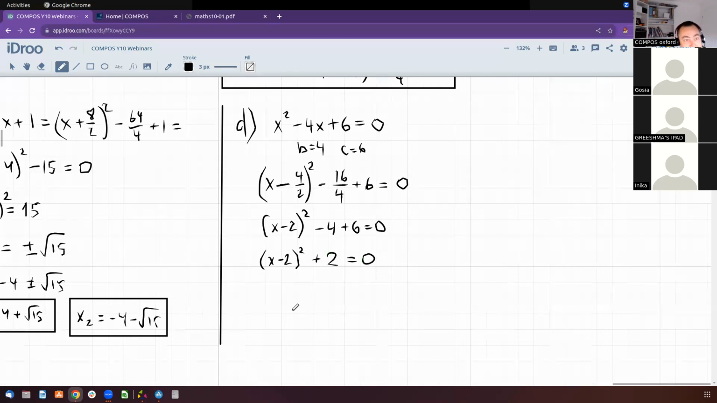Now, this is an interesting case, because if you move 2 to the other side, it becomes minus 2. And you have x minus 2 squared equals minus 2. This is impossible.